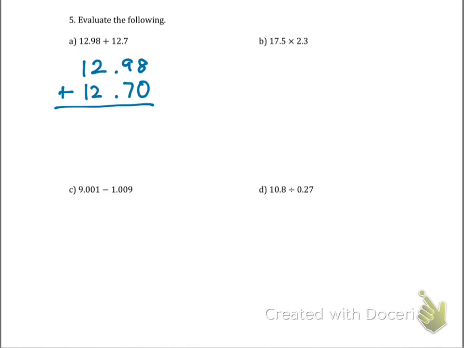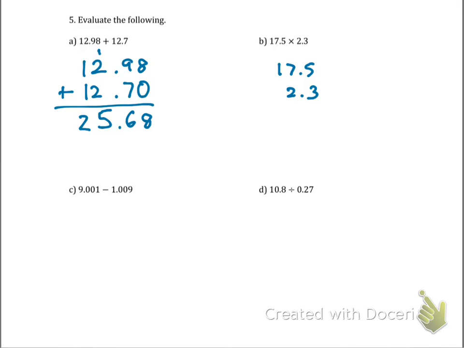So that 8 and 0 in the hundredths column adds up to 8, the 9 and 7 to 16. Okay, make sure you line up the decimals again. Okay, and then we have a 2 plus 2 plus 1, which is 5, and 1 plus 1, which is 2. So 25.68.